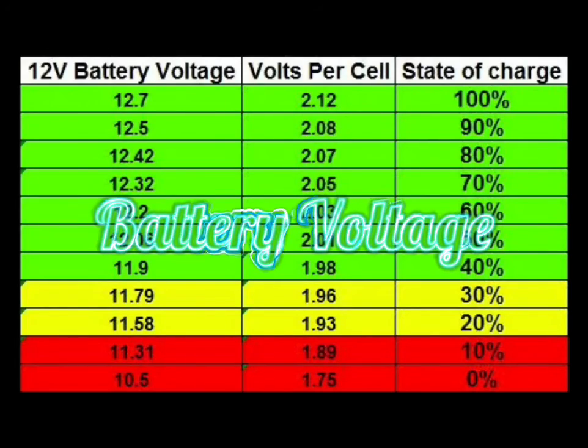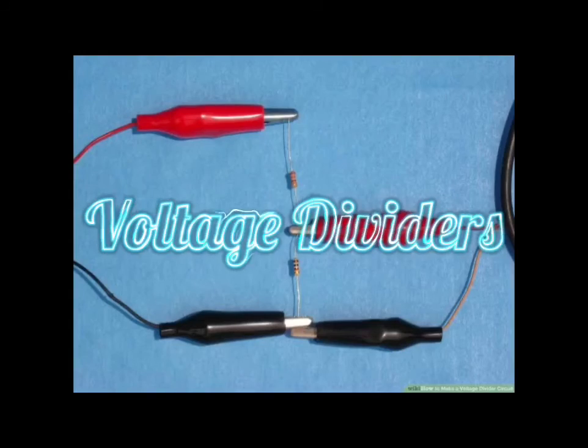Battery voltage. Battery voltage is increased when batteries are placed in series. Placing two 5-volt batteries in series results in a battery with a voltage of 10 volts. When connecting batteries in series, the batteries need not have the same voltage, but they should have the same ampere-hour capacity. Voltage dividers. Resistors are arranged in series to divide voltages to power electronic devices that require different voltage levels.